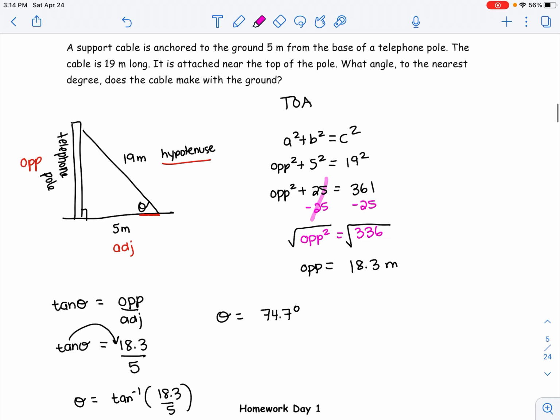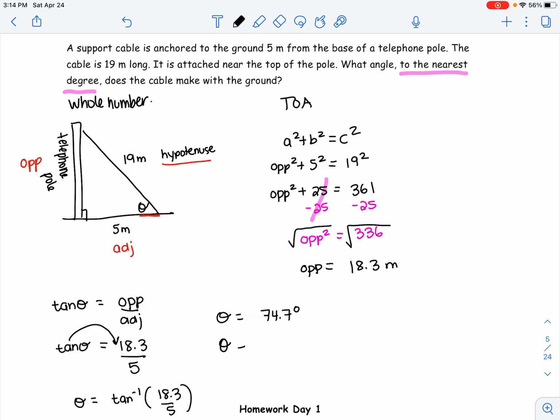Now make sure you read the question correctly, because it does say to the nearest degree. What angle to the nearest degree does the cable make with the ground? That means whole number. That means you should have no decimal places in your answer. So we're going to have to round our answer to 75 degrees. So we're going to have to round it up to get our final answer. So therefore, the cable creates a 75-degree angle to the ground.